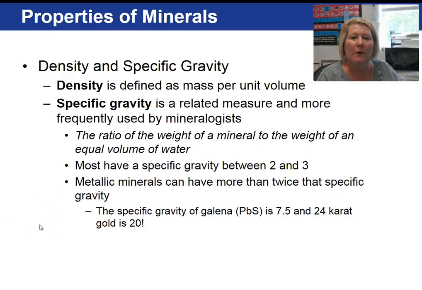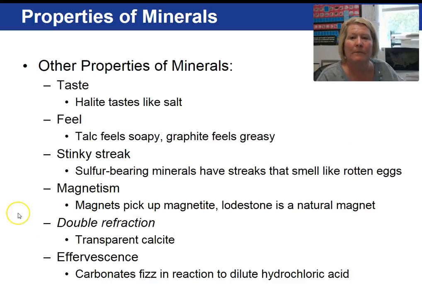Most minerals have a specific gravity between 2 and 3. However, metallic minerals can have more than twice that specific gravity. Here is a list of some additional physical properties that may work for a couple of different minerals, but not a lot. Taste, halite would taste salty. The feel, if the streak smells like rotten eggs. If the mineral is magnetic, like magnetite would be. Double refraction, I'll show you an image in the next slide. And calcite effervesces when you put dilute hydrochloric acid on it.